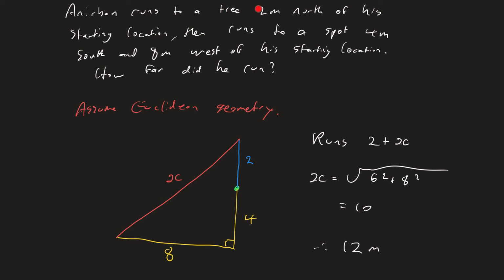Anaban runs to a tree 2 meters north of his starting location, then runs to a spot 4 meters south and 8 meters west of his starting location. How far did he run?